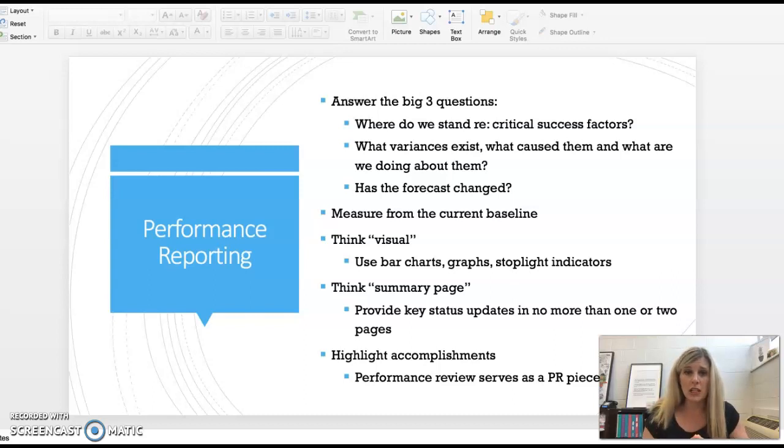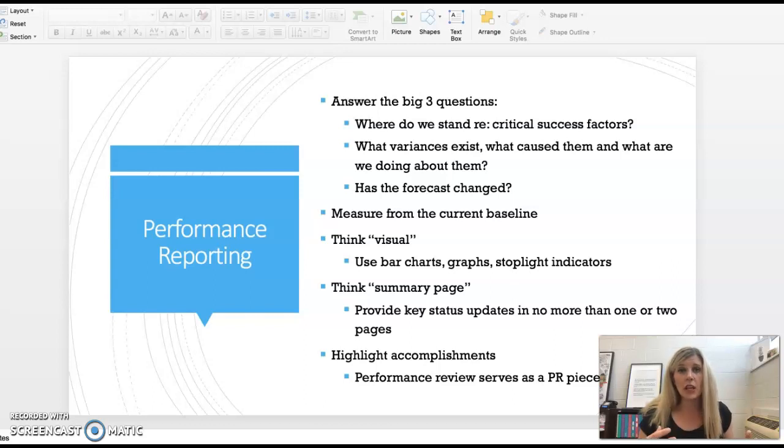What variances exist? What caused them? And what are we doing about them? Again, this is showing your team that you are a leader and you are staying on top of these issues or variances in the actual project. Has the forecast changed? Has it changed from what we originally thought it was going to be? How have we adjusted to that? Are we being flexible? Are we being adaptive?